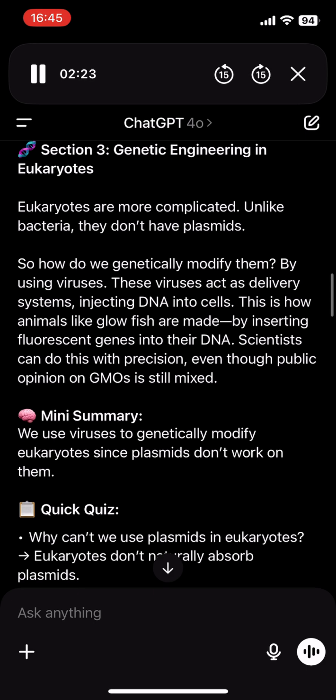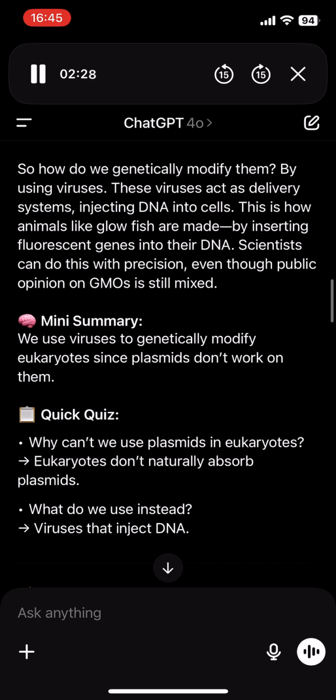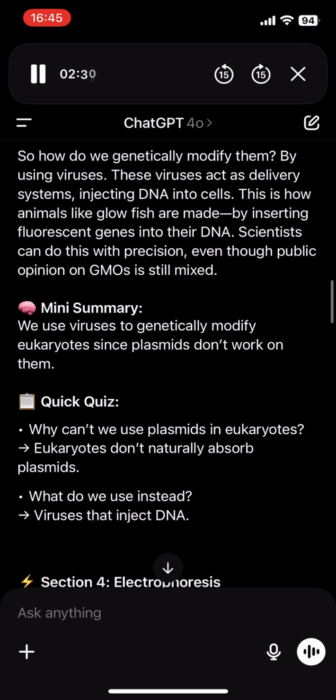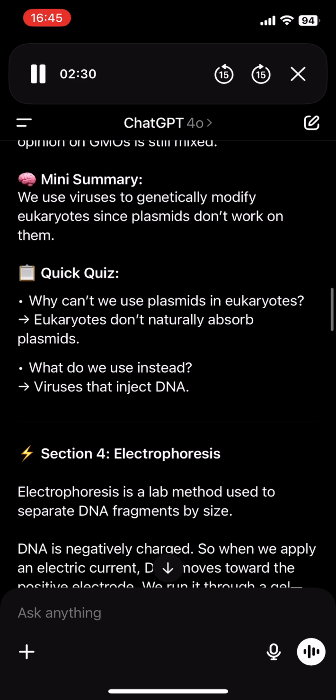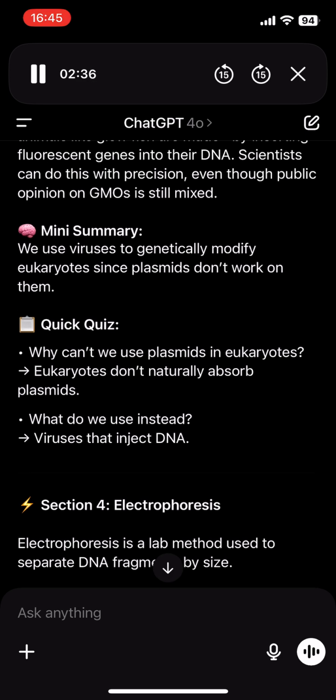This is how animals like glowfish are made, by inserting fluorescent genes into their DNA. Scientists can do this with precision, even though public opinion on GMOs is still mixed. Mini summary: we use viruses to genetically modify eukaryotes since plasmids don't work on them.